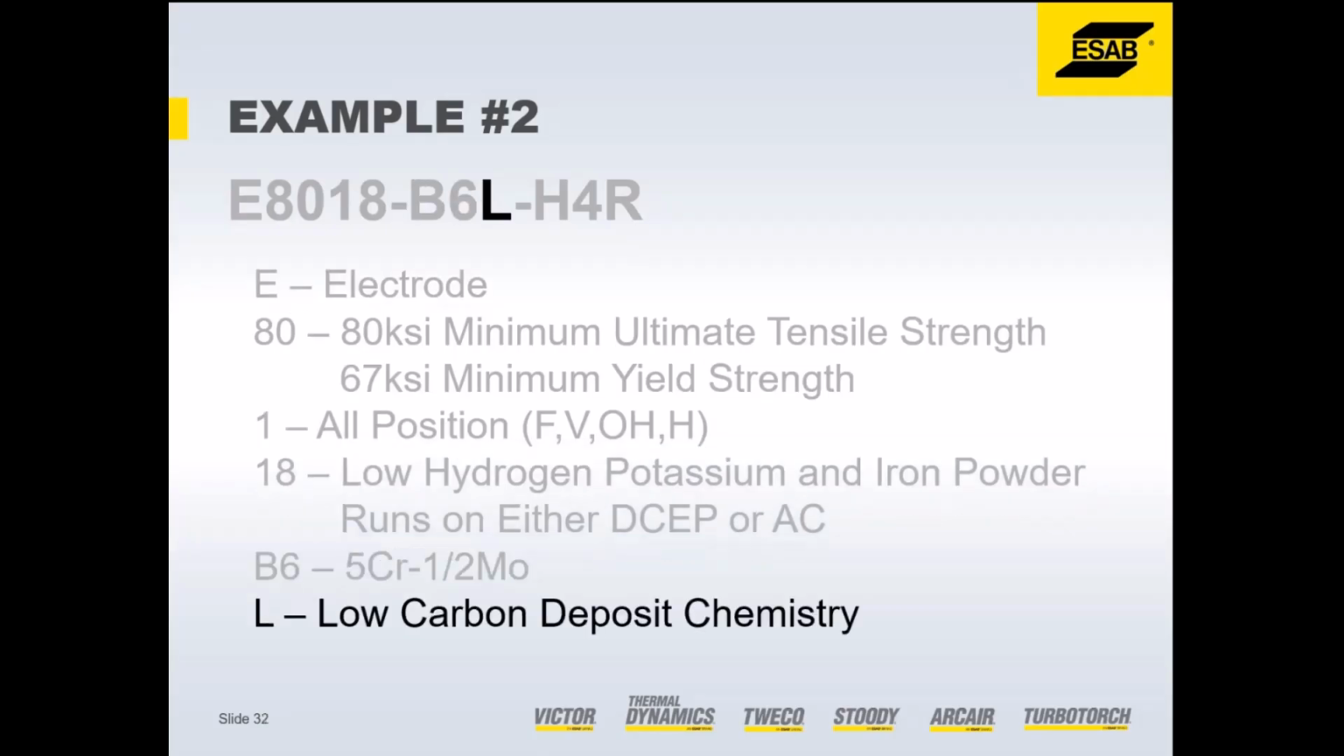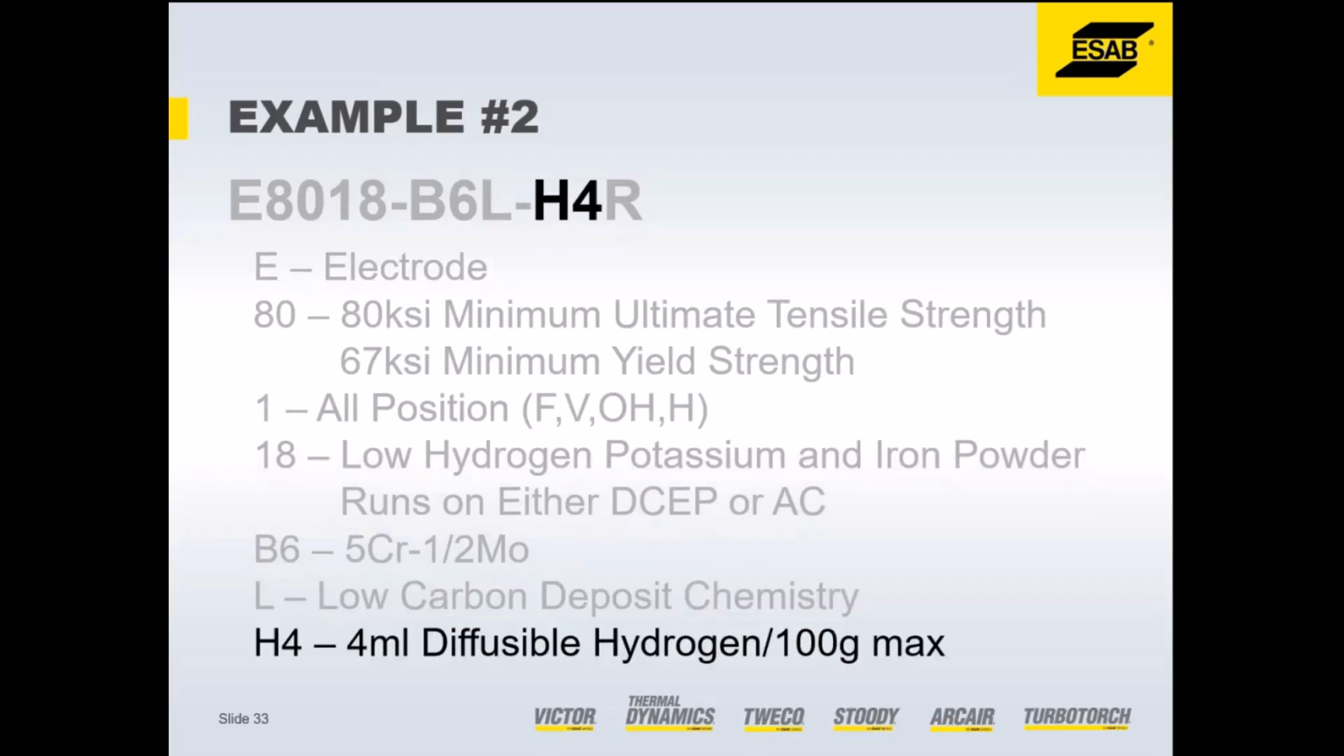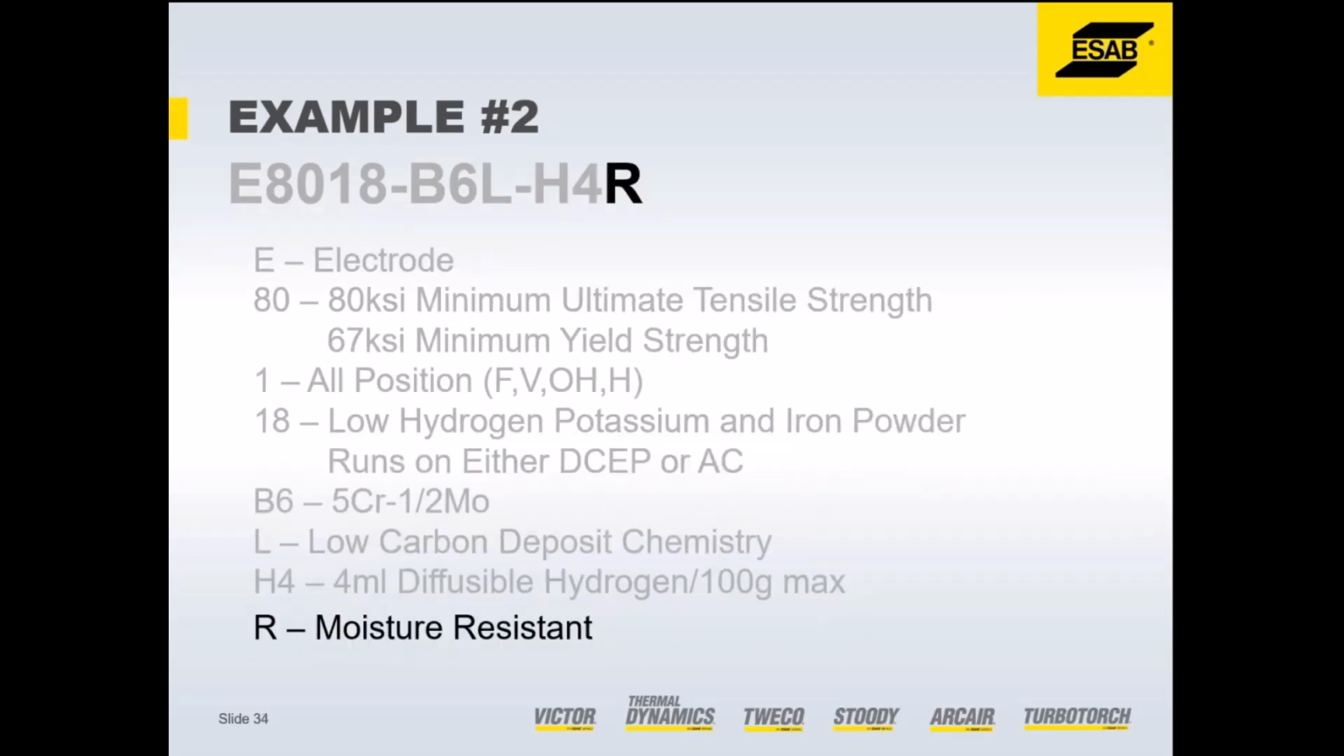electrode. And then the L, meaning low carbon in that deposit. The same H4, 4 milliliters of hydrogen maximum. And then the R for moisture resistance. So all of these electrodes that I showed can be broken down in this same way using the tables that are in this presentation, and all those tables are in those filler metal specifications to help you break down what that electrode is and what it's capable of doing.